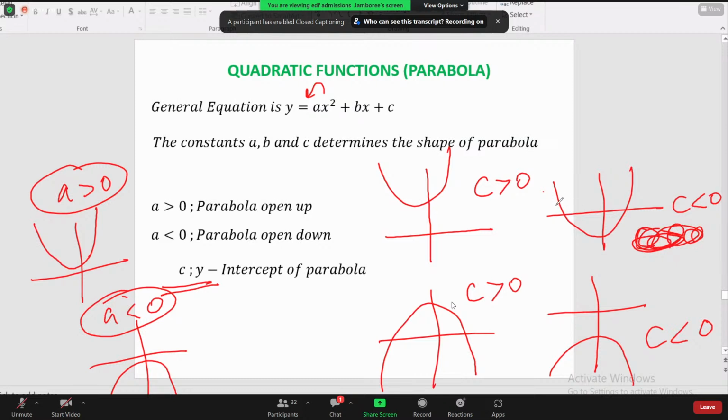C has no role to play with respect to the shape of the parabola. It is just about intersecting with the y-axis. So it is all about the y-intercept of the parabola. Note down this idea, and then we'll talk in detail about the shape and the nature of the parabolas.